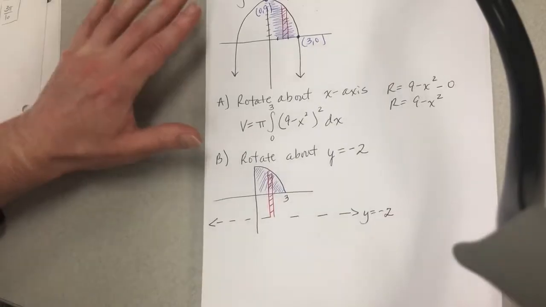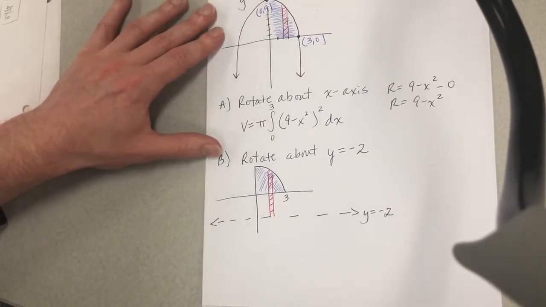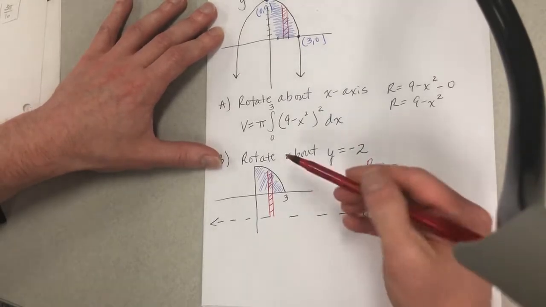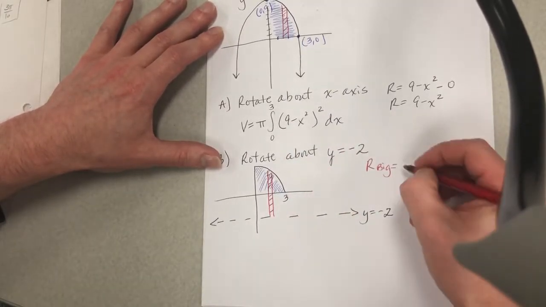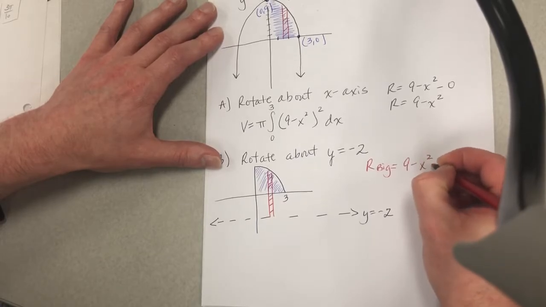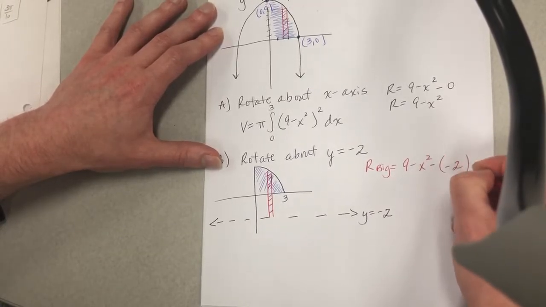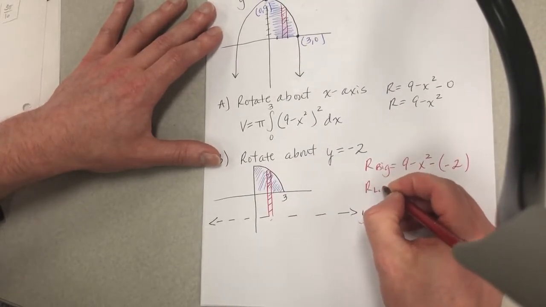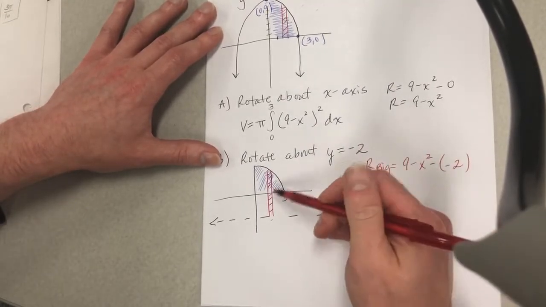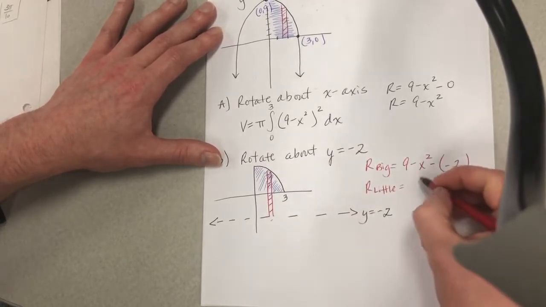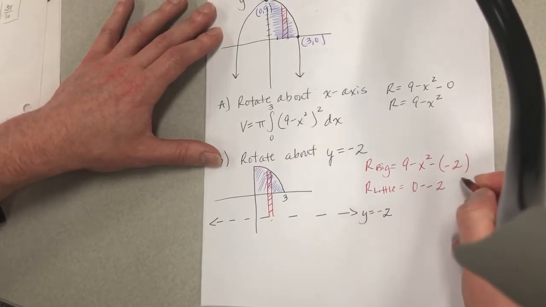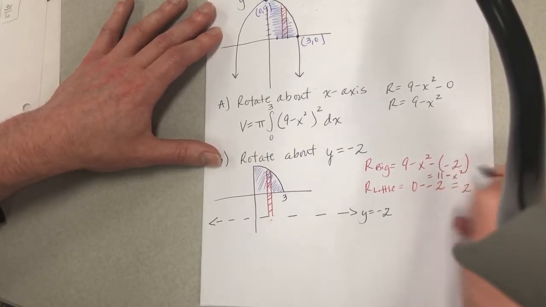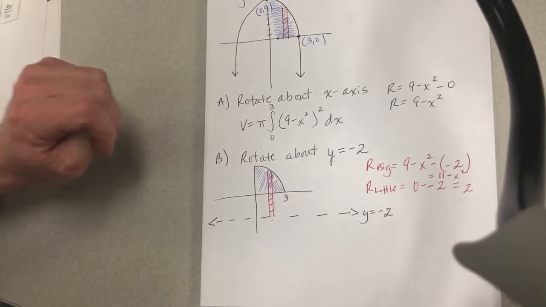So we're going to have to do an R big and an R little. So R big is going to be top curve minus bottom curve. So it's going to be 9 minus x squared minus a -2. Top curve minus bottom curve. Now your R little is going to be top curve minus bottom curve. So it's going to be 0 minus a -2. Okay, and simplifying, that's what your two R's come out to be.